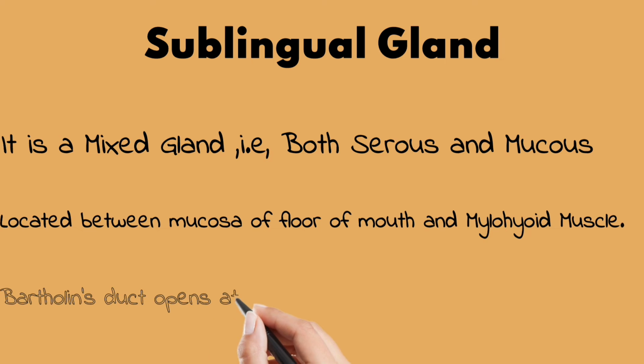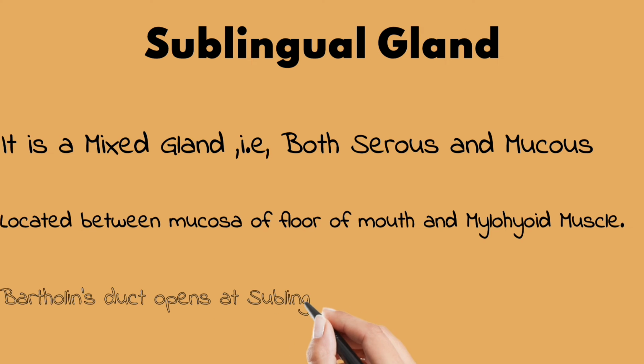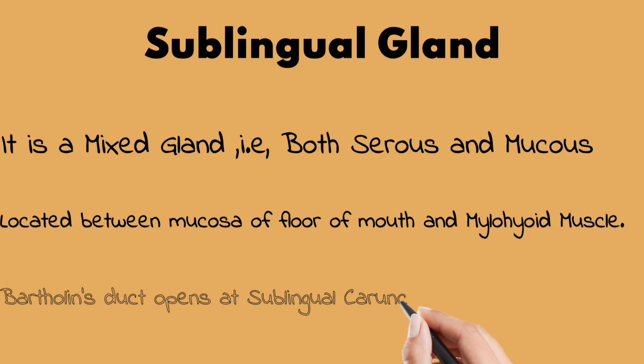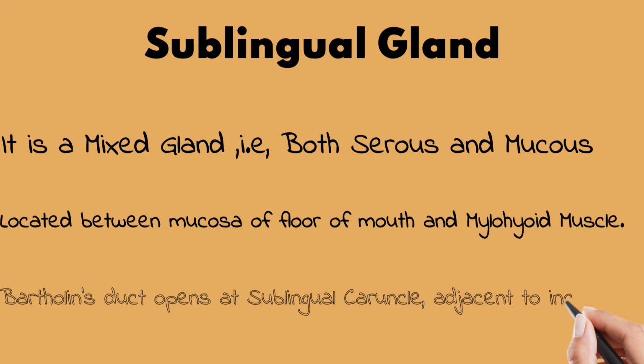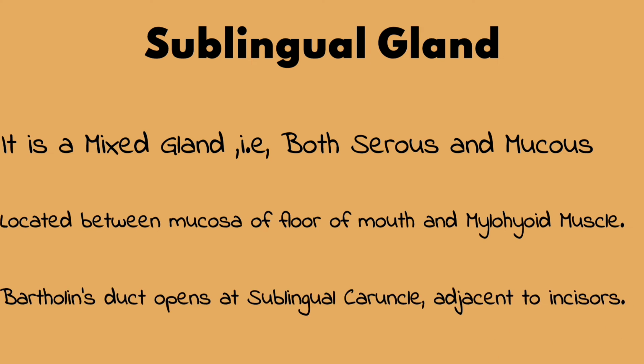So let's revise the duct names once again. The parotid gland has the Stenson's duct. The submandibular gland has the Wharton's duct. The sublingual gland has two ducts, the Bartholin duct and the duct of Rivinus.